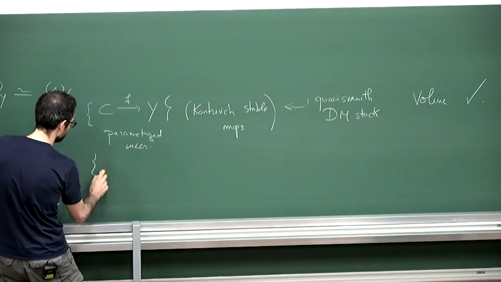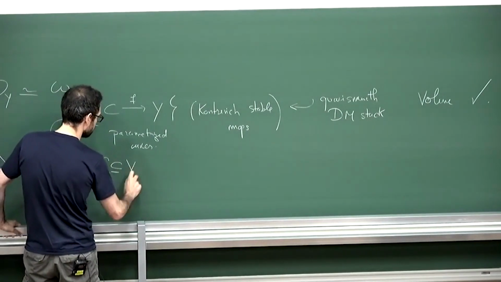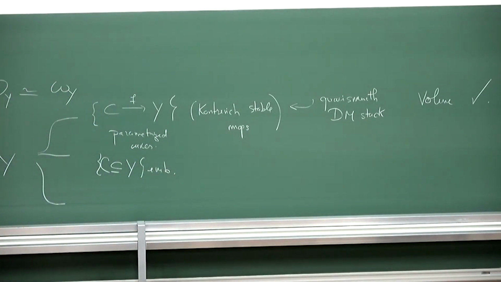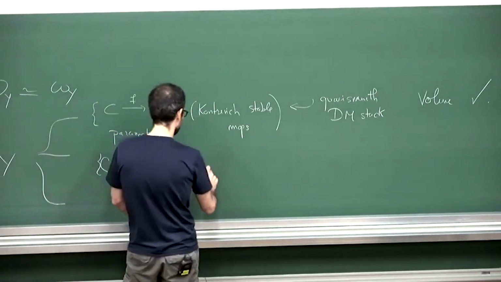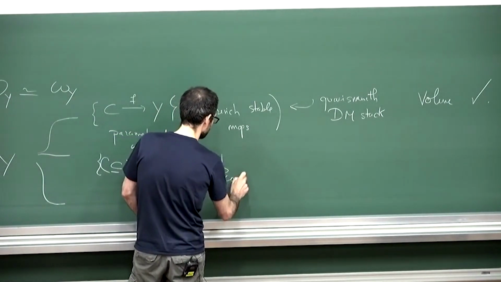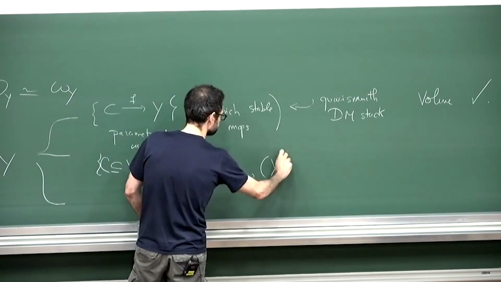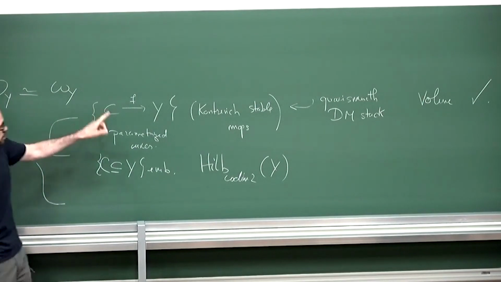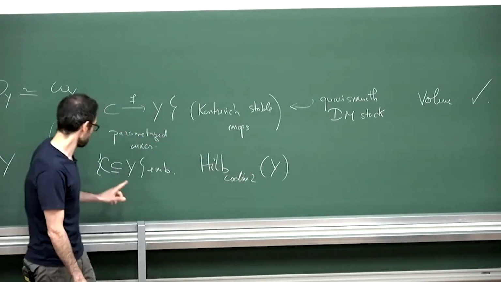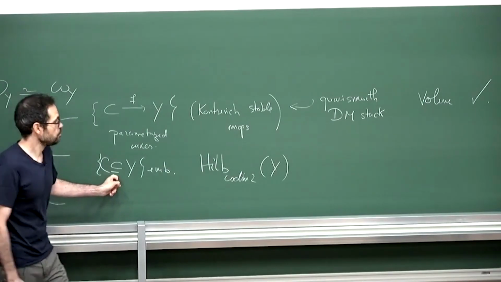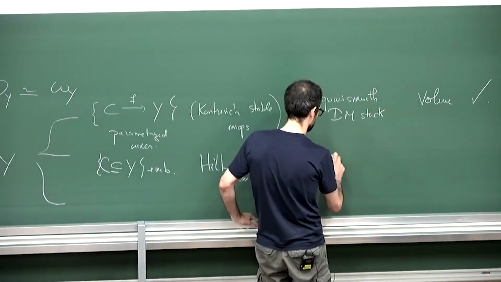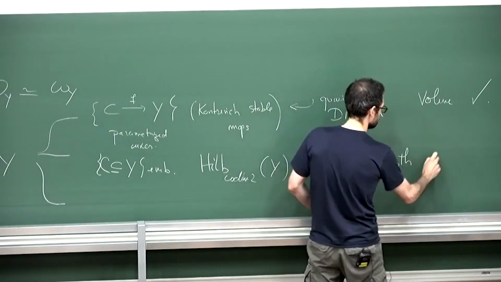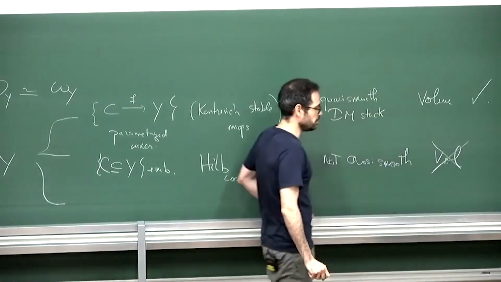A second approach would be to count directly embedded curves. And of course, the naive way to do this would be just to look at the Hilbert scheme of codimension 2 subschemes in Y. The problem if you try this approach is that, contrary to the first one, this Hilbert scheme is not quasi-smooth as long as the curve is not quasi-smooth. So you have a problem here: the volume is not well defined.